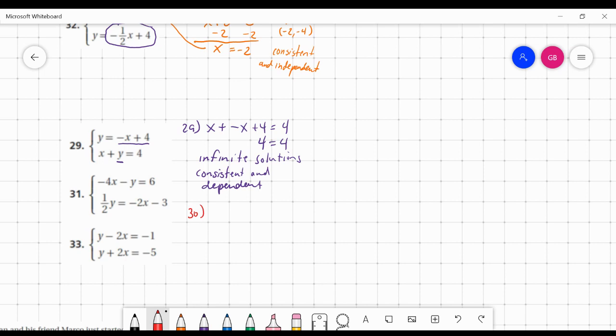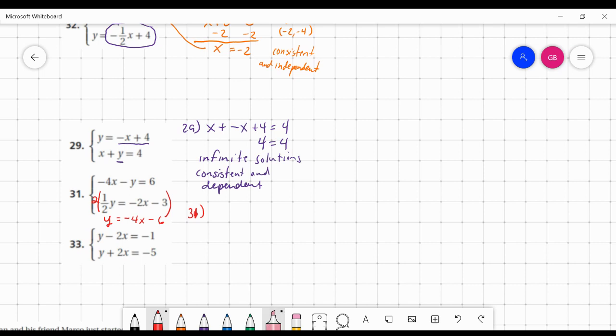Okay, number 31. Let's see what we can do for number 31. This one's a little different. You see that 1/2 in front of the y? I'm going to get rid of that 1/2 by multiplying everything by 2. 2 times 1/2 is 1, so you're left with y. 2 times negative 2x is negative 4x. And 2 times negative 3 is negative 6. I multiplied everything times 2.